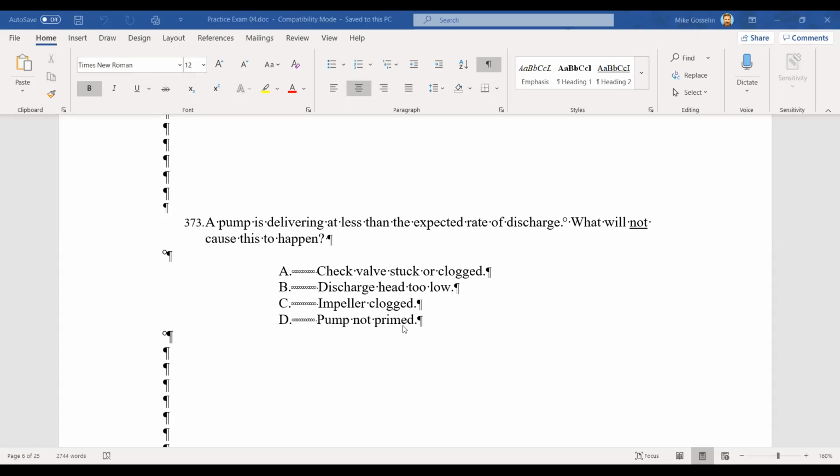So there's no liquid in the pump, or solids in the pump. So if it's not primed, it's not going to pump. The impeller would be clogged, centrifugal pump, so there's no flow or not enough flow going through that pump. And the check valve could be stuck or clogged. All three of those could definitely impact the amount of flow coming from the pump, but the discharge head too low would not.